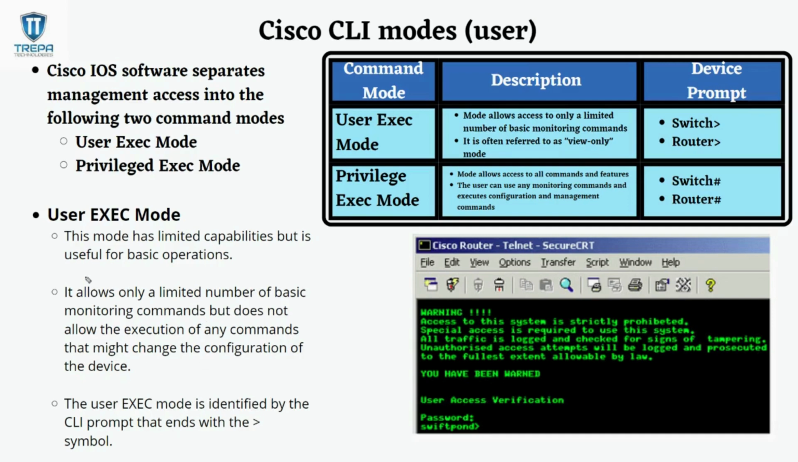So again, user exec mode, let's go over some of this information. It has limited capabilities, but it's useful just for simple show commands and basic operation. Another thing in here, it's at security level 0, and I'll go over what that means later on in this series. Again, it only allows basic monitoring commands. I'll show you basic output. And then from this mode, you're going to use the enable command to get into privilege mode. So from user exec mode, you jump into privilege mode.